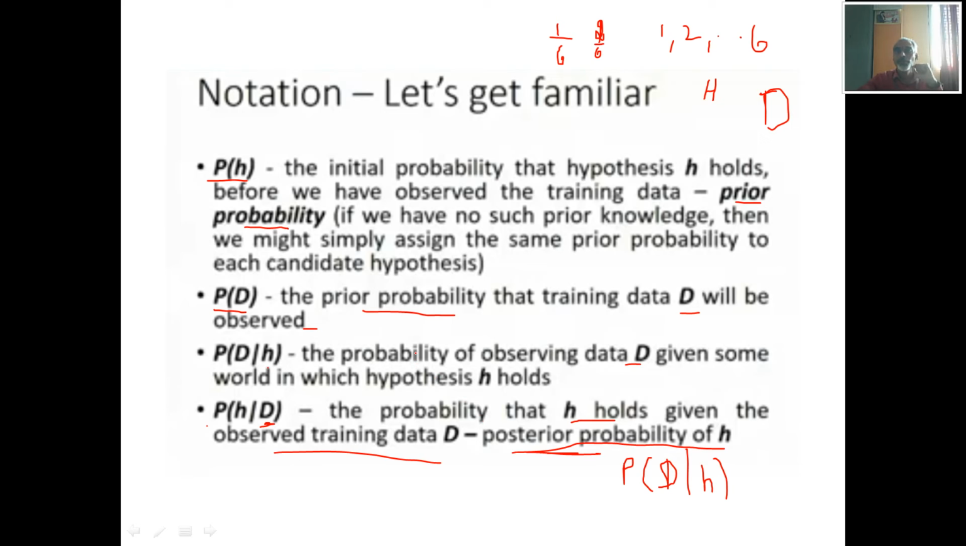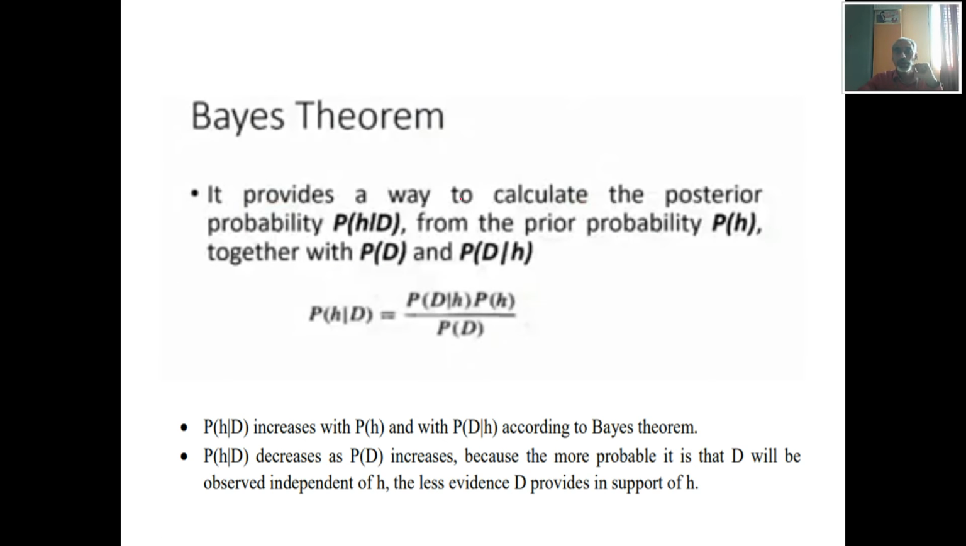These are some of the important terms which we have to understand. With understanding these important terms, now we are going to look into what is called the Bayesian theorem. It provides a way to calculate the posterior probability. As we told, what we want to calculate is whether this hypothesis is consistent, is converging, so whether you can accept this hypothesis or whether you are going to reject it.